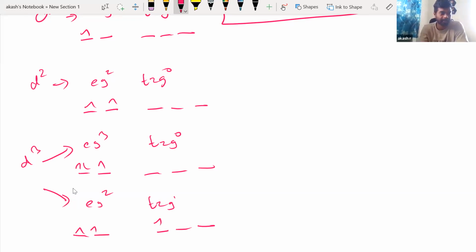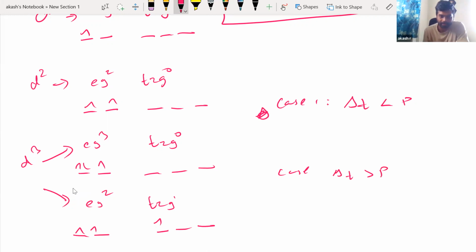Then we decided based on what the ligand was. So we said we can have two cases. Case 1, del T less than pairing energy. Case 2, del T greater than pairing energy. The same happened with the octahedral complexes: del O less than P or del O greater than P. P is the pairing energy, the energy needed to overcome the repulsion and then go for pairing.